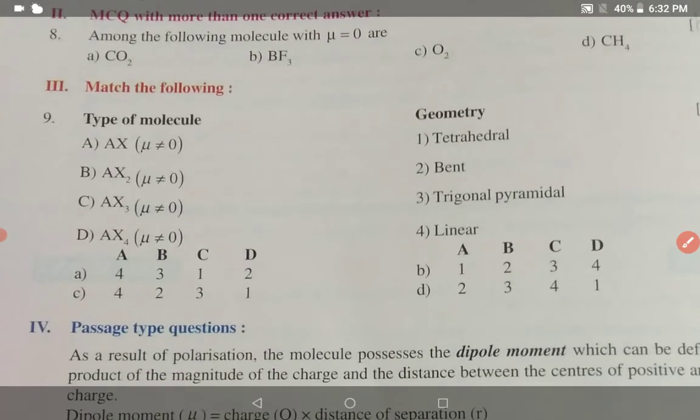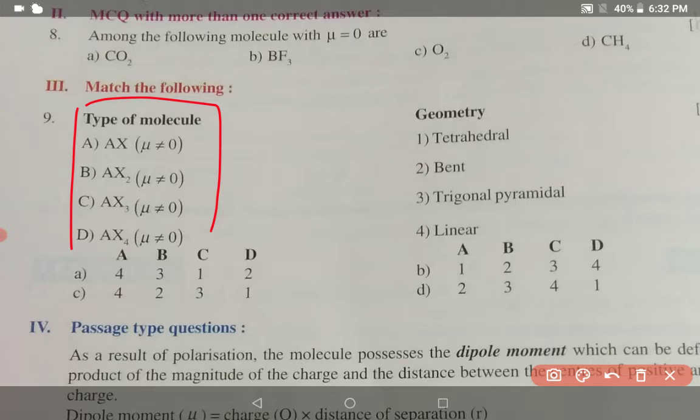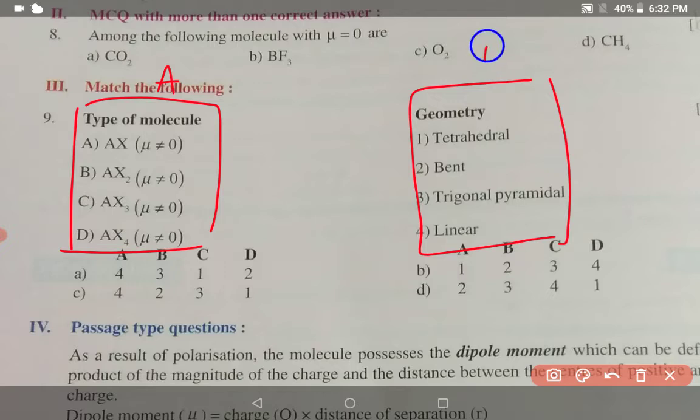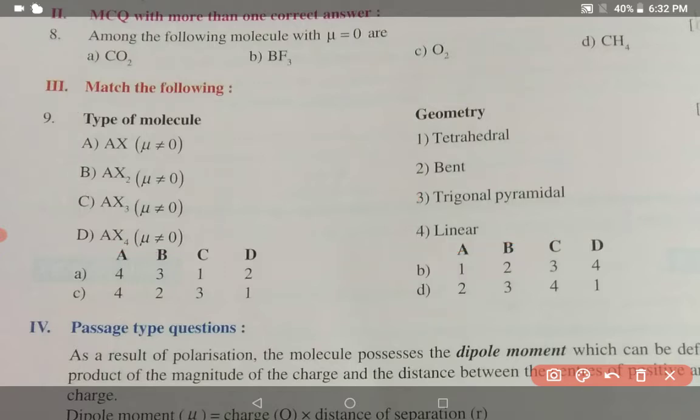Next we will be looking at the matching type and then passage type questions. First, in column A you can see the different types of molecules, and in column B you can see their geometry. How do they look is the question. Now when there is a molecule AX, that is, it does not have any subscript like 2 or 3 specified, it is only AX.